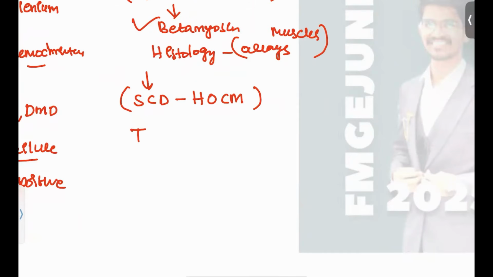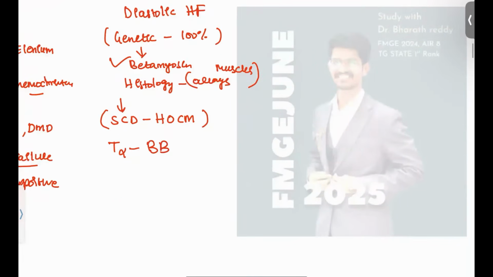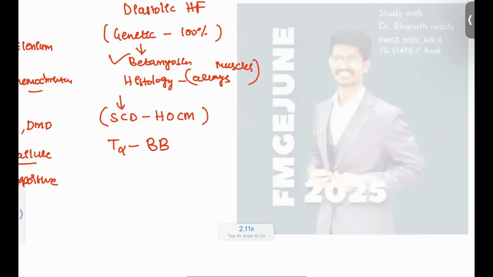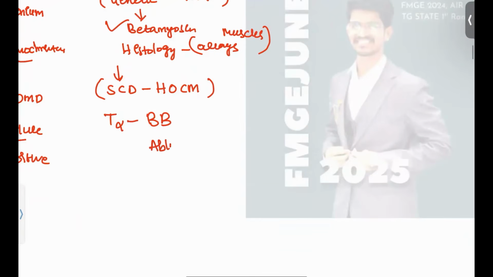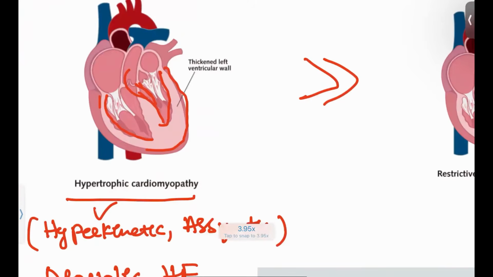What is the treatment? This is the hyperkinetic, right? What can you do? Rate control. Okay, do rate control for this patient. And next, ablation. What you have to do is just ablate this muscle. This extra muscle, you have to ablate. Then there will be a decreased chance of sudden cardiac death.